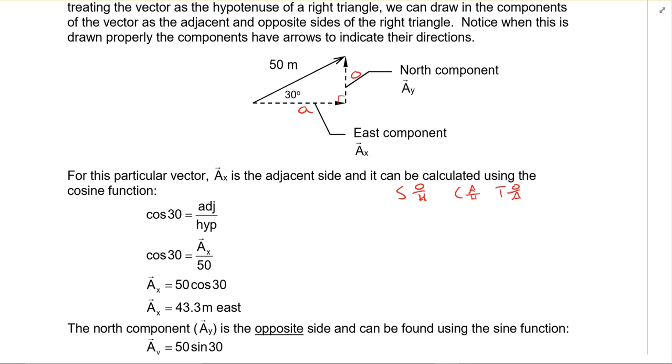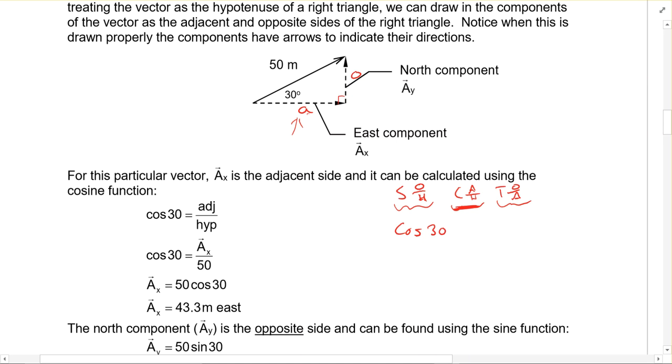All right, and now let's say that I was looking for the adjacent side first. I'm looking for the x component of this vector. Again, we have to figure out which of these three I want to use. I'm looking for the adjacent, and I have the hypotenuse. So which of these three things has the adjacent and the hypotenuse? It's going to be cos, right? So I'm going to start off by writing cosine, and I know the angle this time, so it's going to be cosine 30.